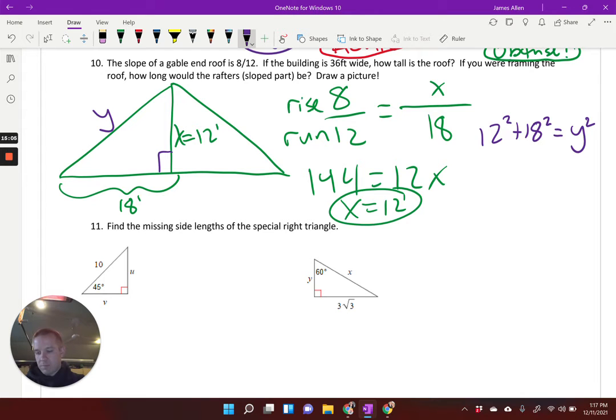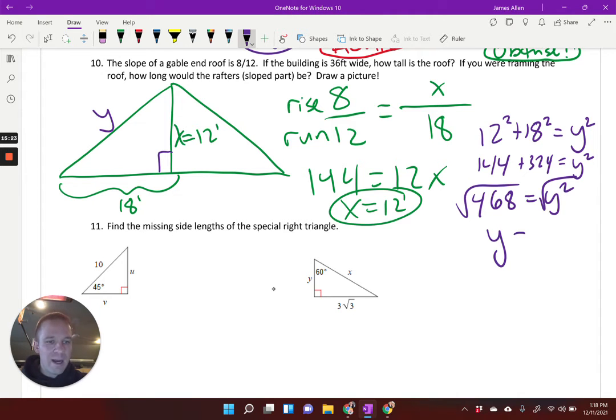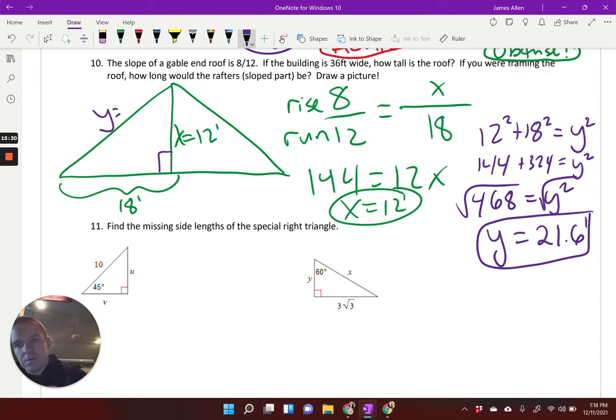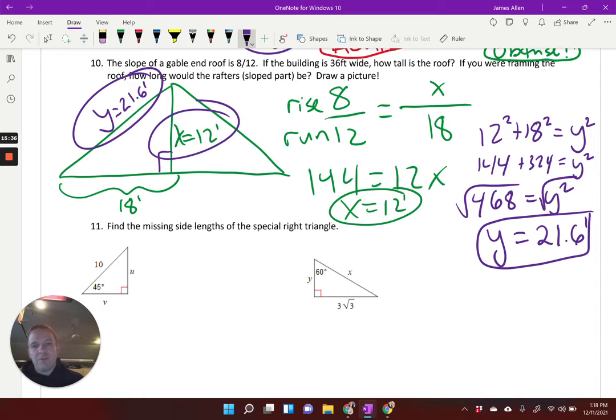I mean, I already did these, but we had, what was that, 144 plus 324 equals y squared. So that's going to be 468 equals y squared. Yep. And then I'm going to square root on both sides. And I get y equals 21.63 feet. Cool. Got both parts. Fantastic.